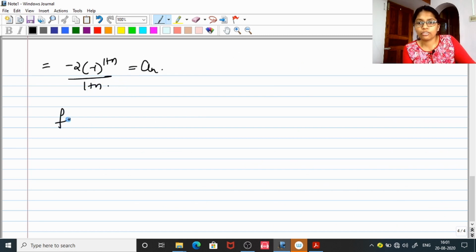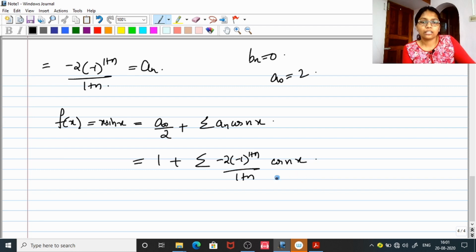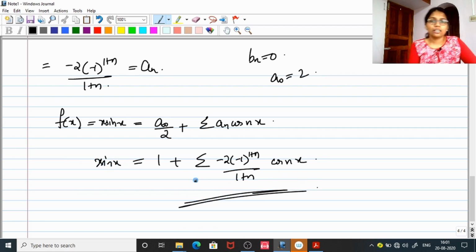So your f of x, or x sin x expression, can be written like this. You remember bn value was 0. Okay, so x sin x can be written as a0 by 2 plus sigma an cos nx, which means a0 was 2, right? So 2 by 2 is 1, plus sigma an, which is minus 2 minus 1 raised to 1 plus n divided by 1 plus n, cos nx. This is your function x sin x, Fourier series expression.